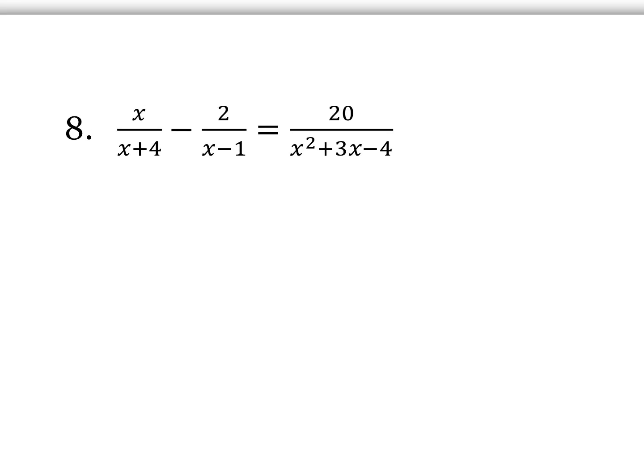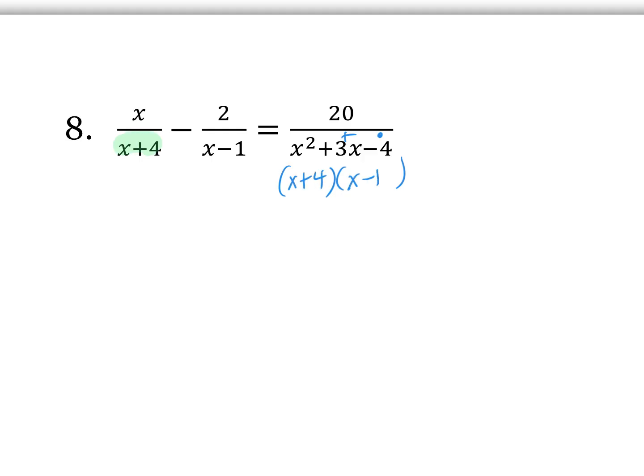This one could be real ugly looking. How many people are like, are you really going to make me multiply by an x plus 4 and an x minus 1 and all that? I would not. I would not make you. Factor this and see if it helps us. What does this factor into? What multiplies to be negative 4 adds to be 3? You said x plus 4 and x minus 1, Fick?